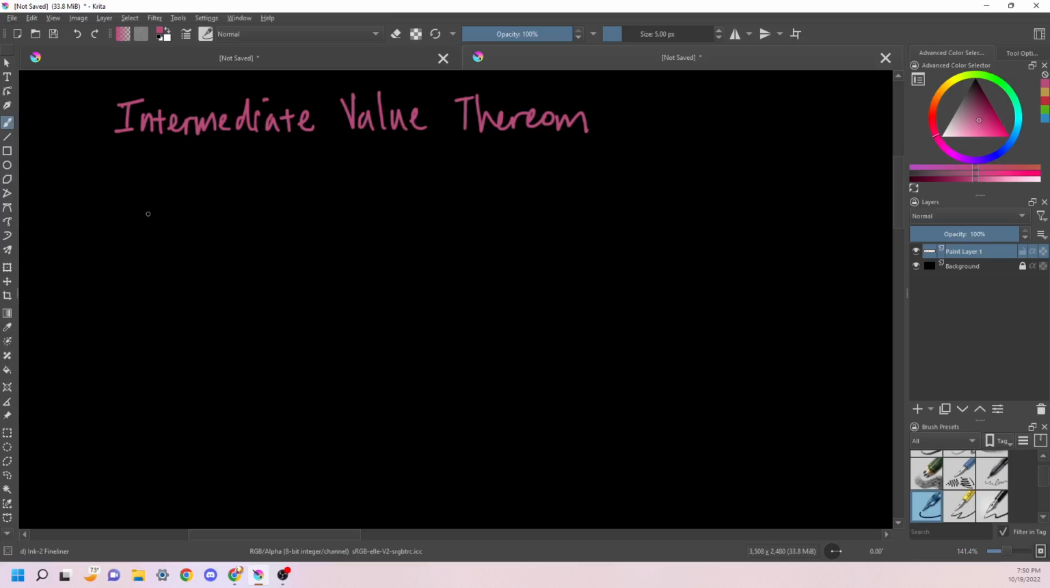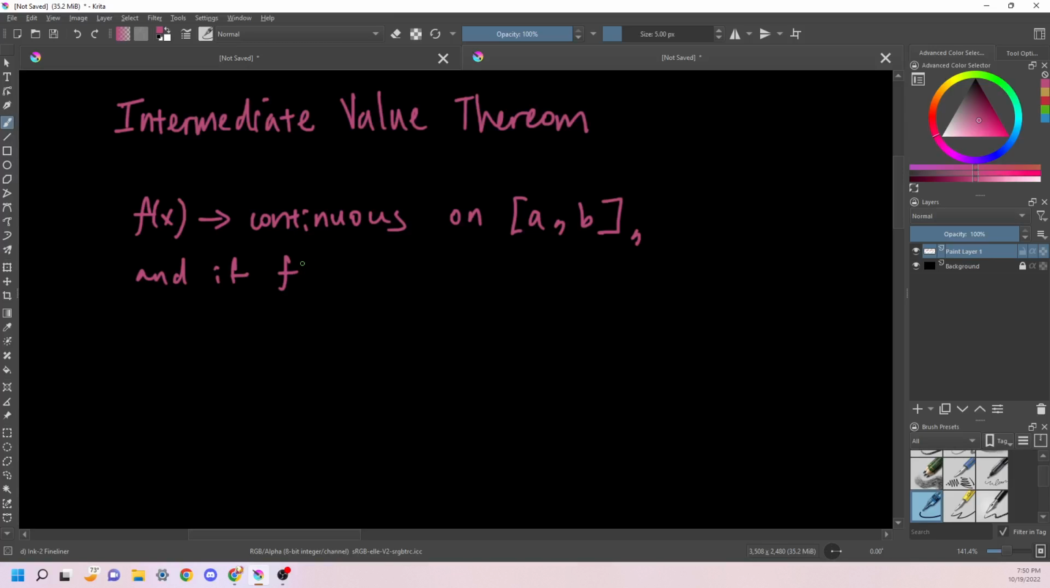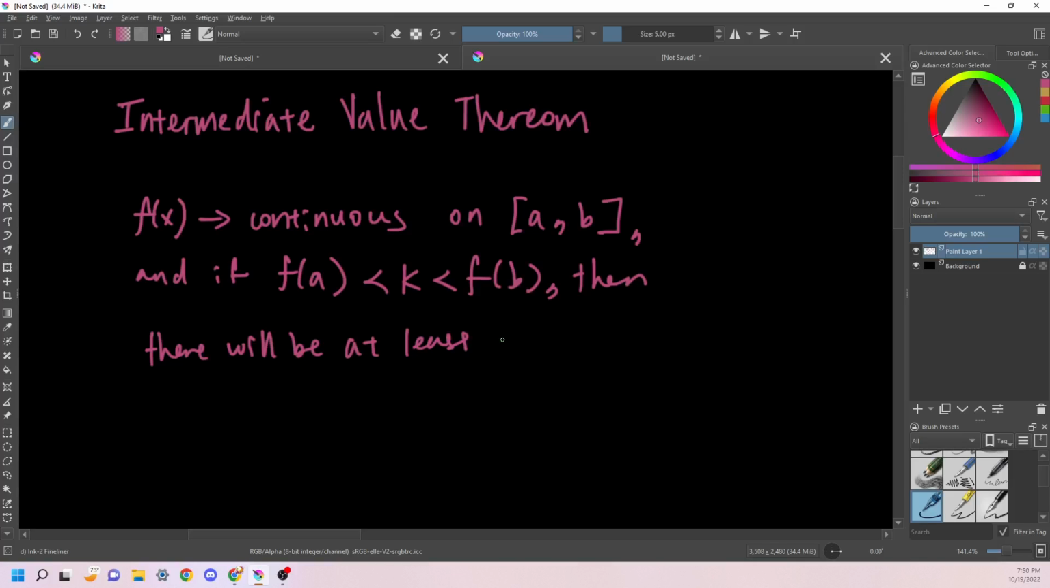Well, if we have the function f of x, and we're given that it's continuous on this closed interval a, b, and if k is between f of a and f of b, then there will be at least one, so there can be more than one, value c such that f of c is equal to k.